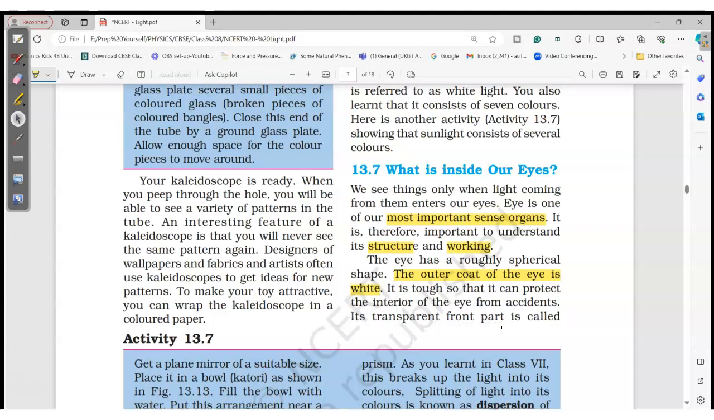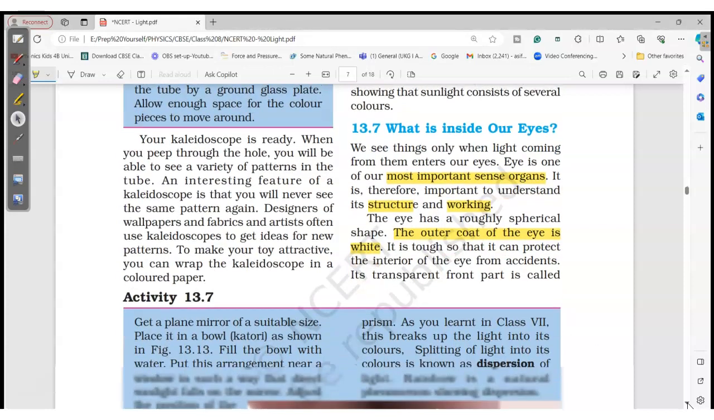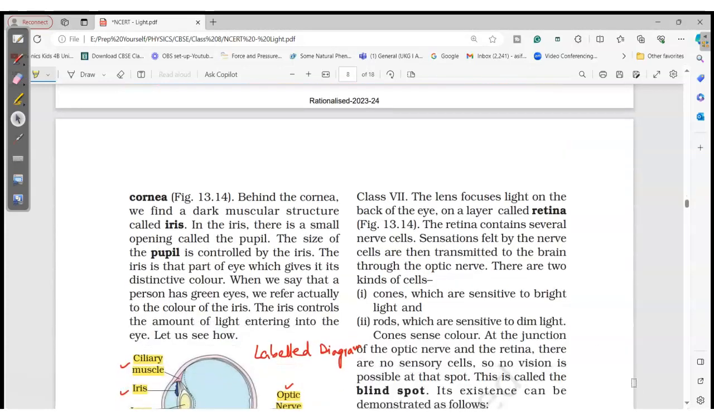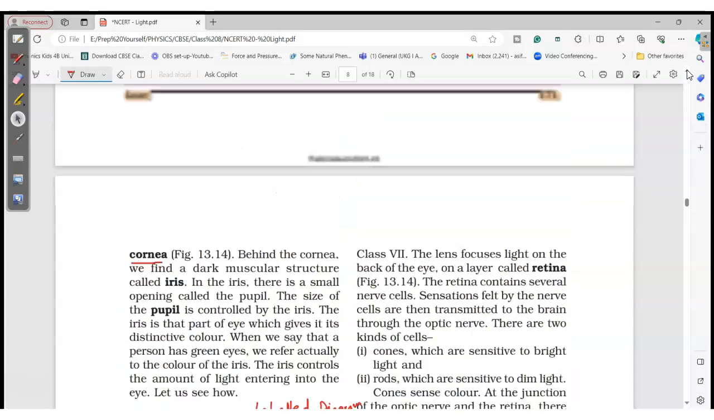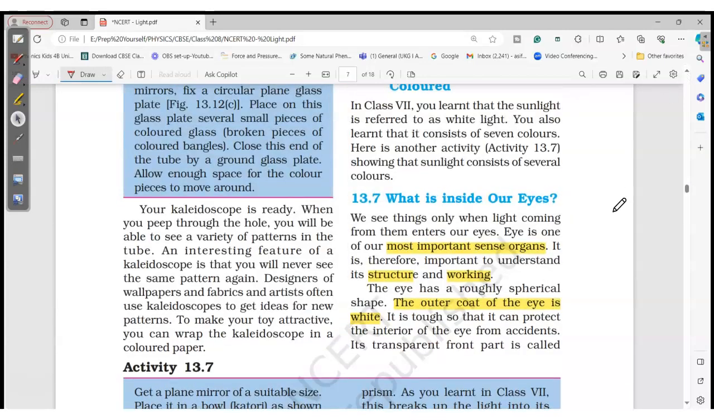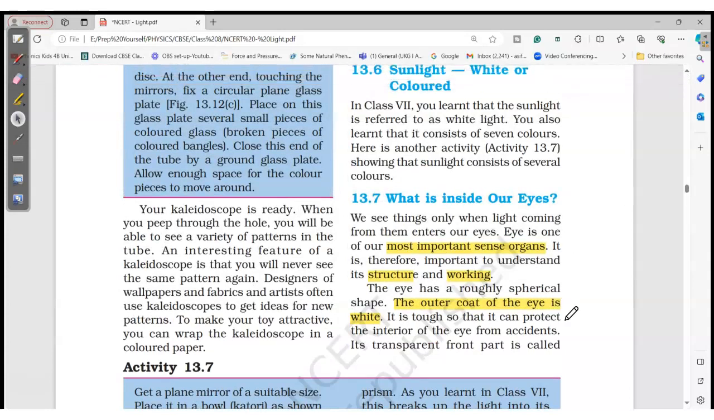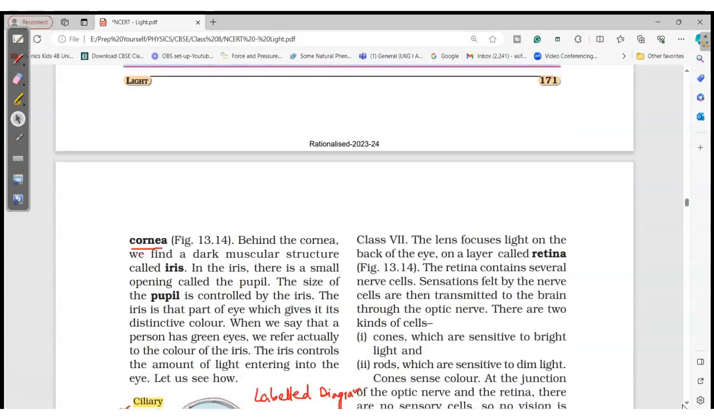Its transparent front part is called, what is the transparent front part called? The cornea. So you see this first part of the eye, which is represented in the diagram in a light pink color, this transparent first part of the eye is called the cornea. Okay. And what does a cornea do? A cornea protects the interior parts of the eye from accidents or from any dust entering into our eye.